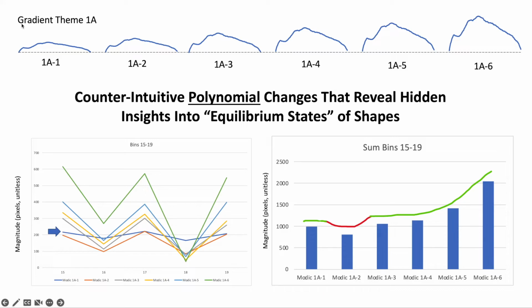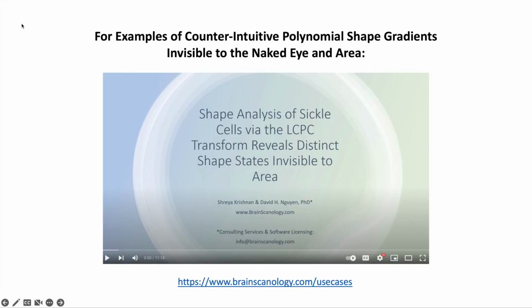If we had created a finer gradient system, we would see a broader red dip. The polynomial pattern observed in green and red lines on the graph on the right is counterintuitive because we do not see visual evidence of this effect when examining the shape gradient at the top of the screen. These polynomial inflection points are common features when the LCPC transform measures shapes, but are invisible to the naked eye in measures of area and volume.